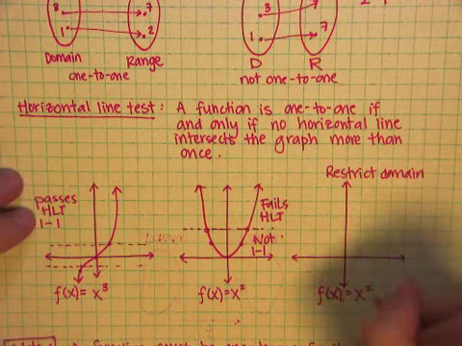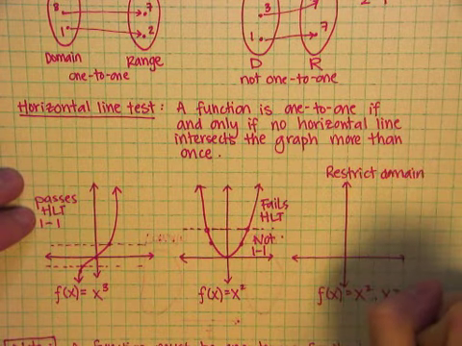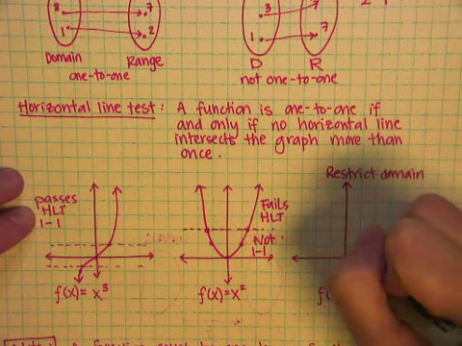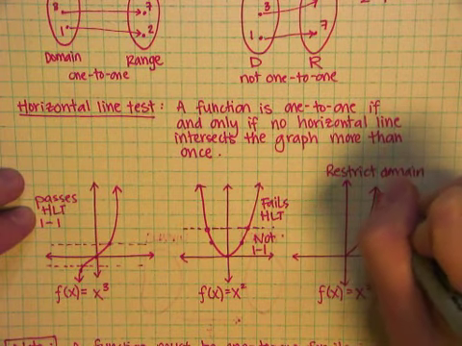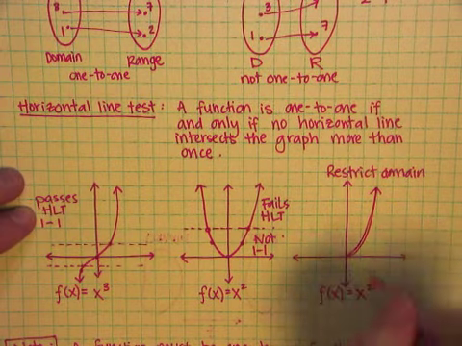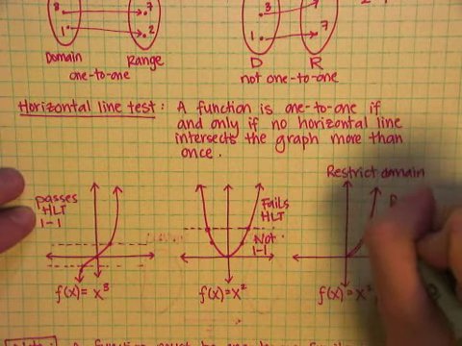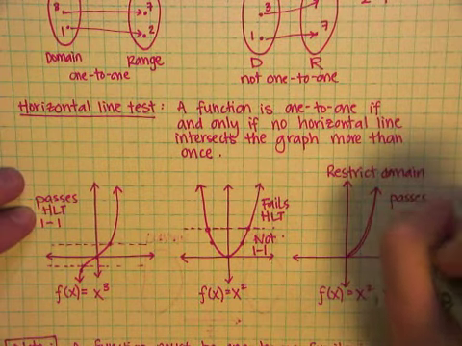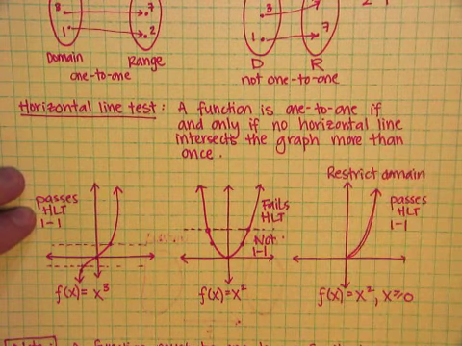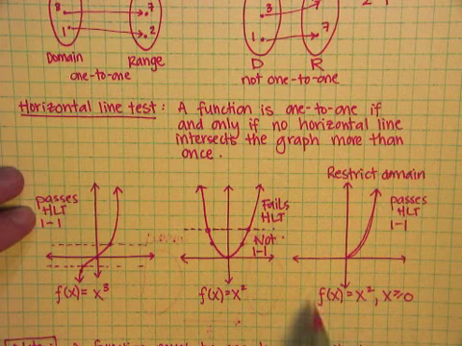And so the way that I'm going to do that is I'm going to say let x be greater than or equal to 0. In that situation, I'm only graphing the positive half, or the part of the parabola where x is bigger than 0. And so now that I've restricted the domain, this function passes the HLT, which means it is one-to-one. So this is a trick on functions that don't pass the HLT. You can restrict the domain and then it will pass.